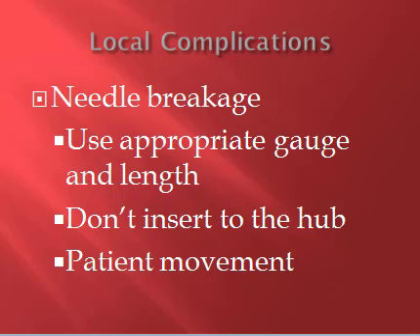Another local complication that we can see is needle breakage. How do we prevent needle breakage? Well, we are going to select the appropriate gauge and the appropriate length for the injection that we're giving. So we need to know how deep are we going. When we're doing an IA, we want a long needle. We want that 25 gauge. So it helps to prevent needle breakage if a patient moves.